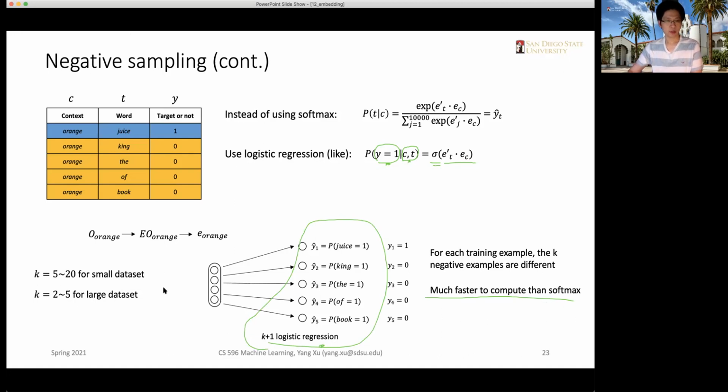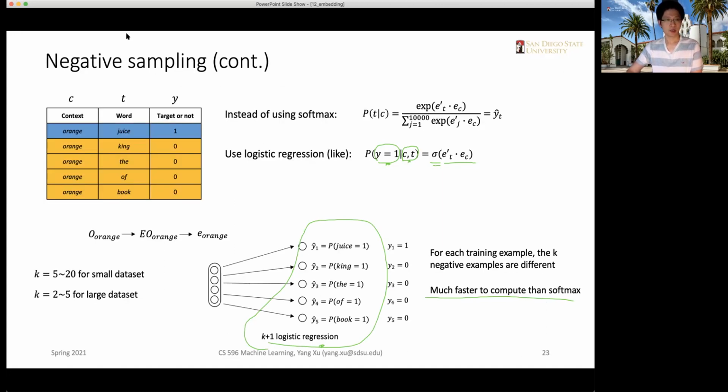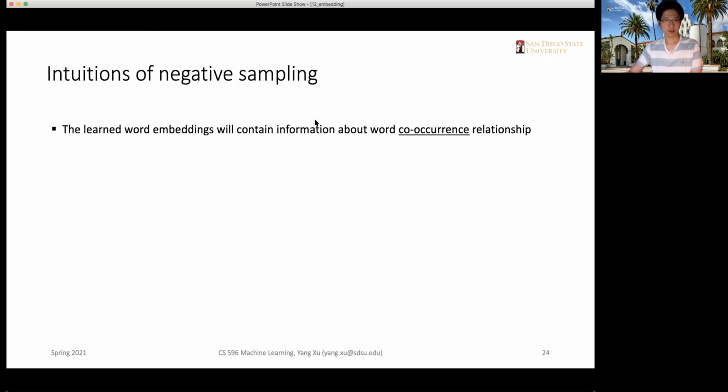And the common values for small data sets are around 5 to 20, and the values for larger data sets are around 2 to 5. Okay, so yeah, that's negative sampling, and the intuition behind it is also interesting.